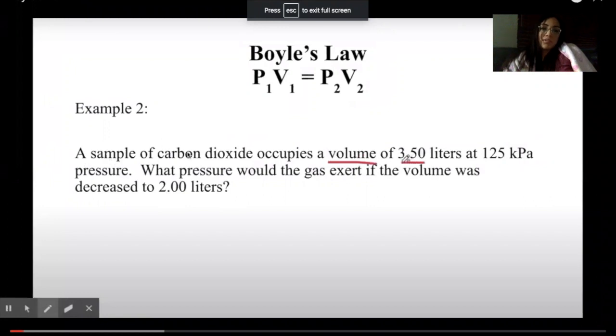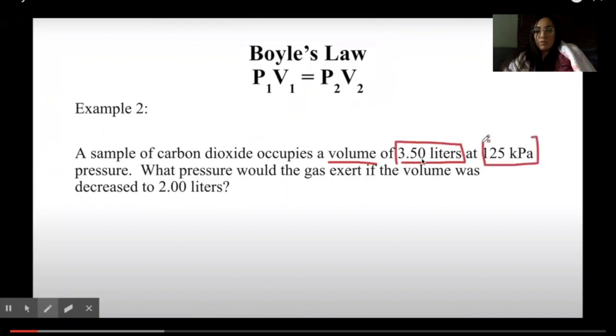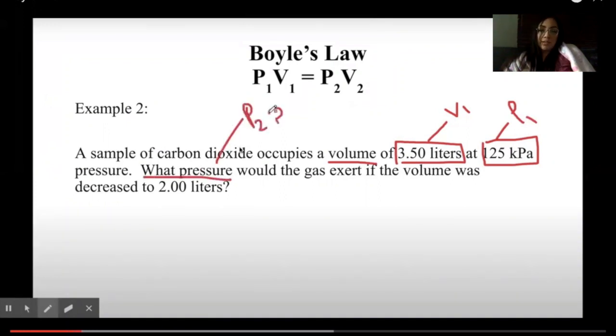This one says a sample of carbon dioxide occupies a volume, again, use those context clues, volume of 350 liters at 125 kilopascals. So this is liters, I know that's a volume, kilopascals, that's a pressure. What pressure, I don't know what that is, so I have to solve for that at some point. Would the gas exert if the volume was decreased to 2 liters? So volume 2, it's in liters, which is what we wanted. So this makes our job a lot easier on this problem because we don't have to convert.